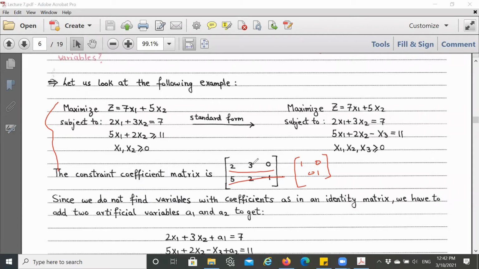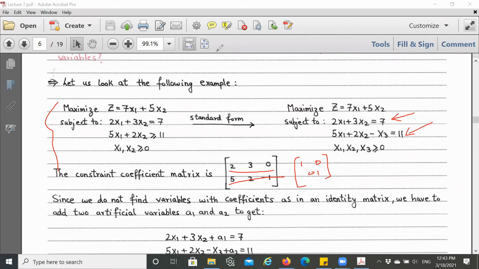But if you do not see any identity matrix, it means that yes, you have to include an artificial variable for each constraint. Do you see that? Since we do not find variables with coefficients as in an identity matrix, we have to add two artificial variables, a1 and a2, over here.